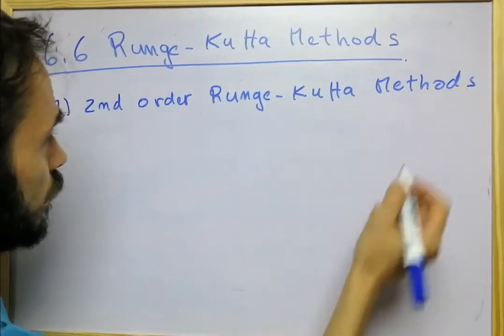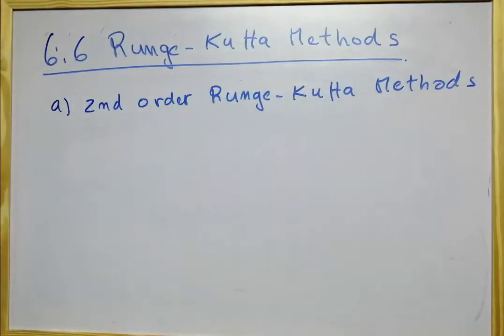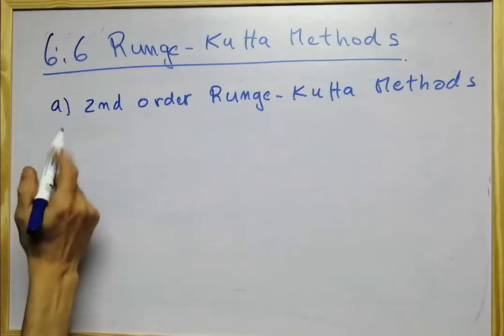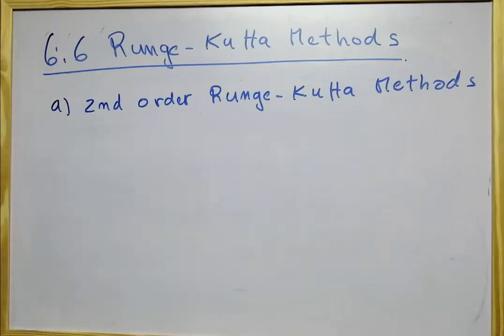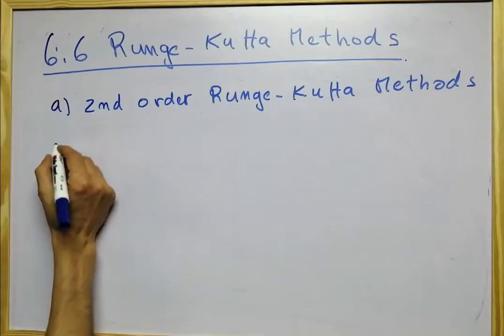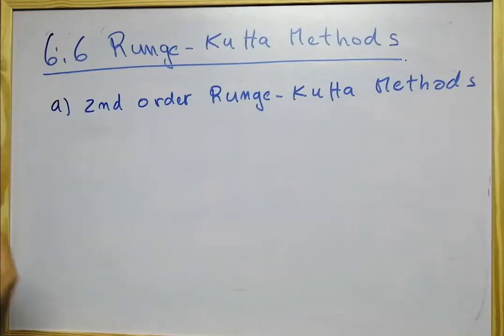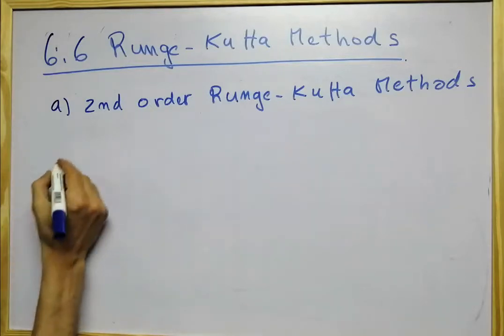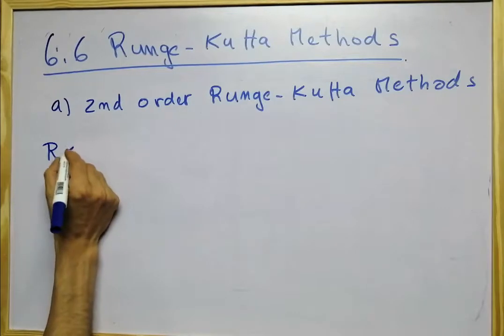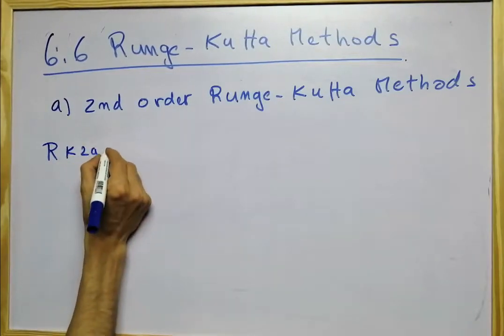These methods are equivalent to a second order Taylor expansion method. Okay, so we have two methods which are equivalent. Equivalent from the numerical point of view, I mean that the accuracy is approximately the same. Okay, we have the RK2A method.